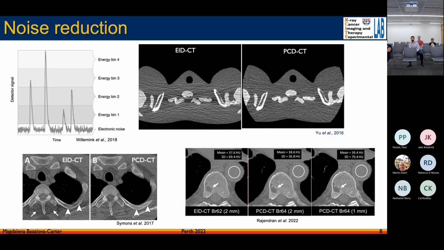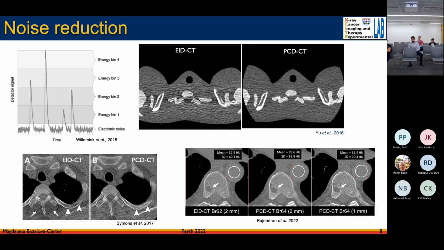And if you are looking, for example, for an image that has a thinner slice thickness, then you can see that the noise of the 1 millimeter slice thickness acquired on the PCT-CT is the same as the noise for 2 millimeter slice thickness on the EID CT. In other words, noise reduction also means lower dose. So if you wanted to create the same quality images, same noise, with PCT-CT as EID CT, we can just reduce the dose by a factor of 2 or so. So that's kind of interesting. Does it matter? Maybe we'll talk about that a little later.